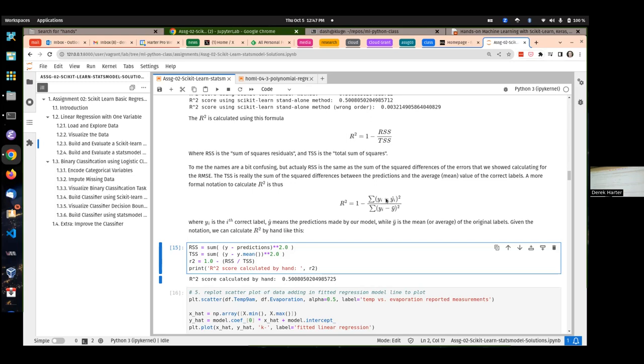So we take the difference, the RSS on the top here is just the difference of the labels minus the predictions, squared, and summed up. The bottom one, we're doing almost the same thing, but instead of the difference with the predictions, the residuals, we're just doing the difference of the y's and the average over all of those y's. So that gives us the TSS. But that's all that's being done in the R squared score.